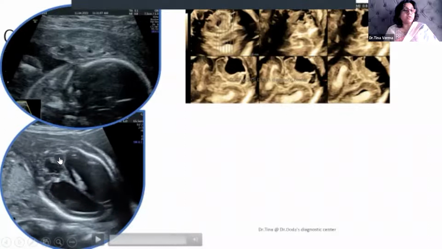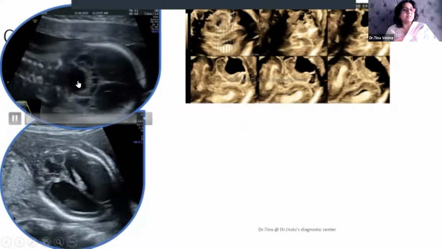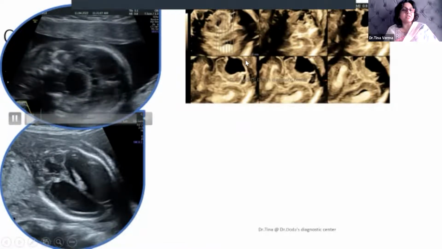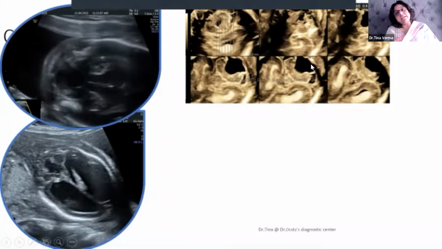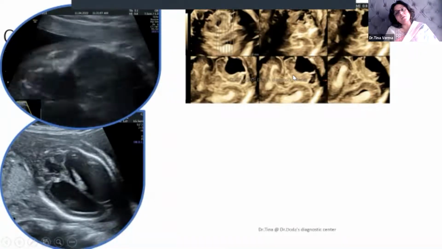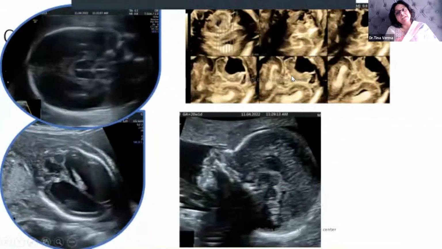Dandy-Walker malformation. Here you can see that the cerebellum is splayed, the vermis is absent. I confirm it. This is another case. You might have a posterior fossa cyst, and then I confirm it in the multiplanar imaging and find that there is an enlarged cisterna magna with absent vermis, leading to the diagnosis of Dandy-Walker malformation.